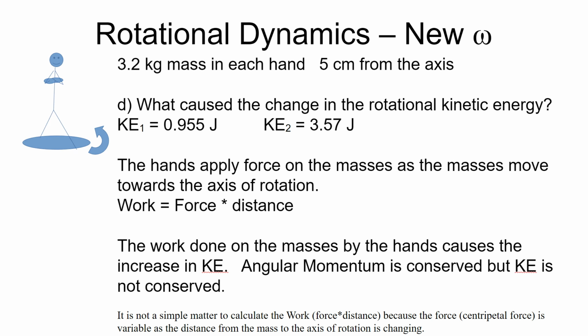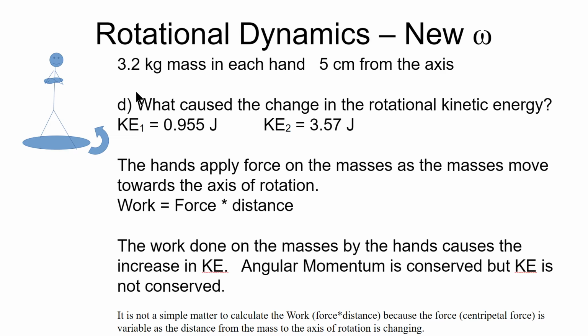You might notice that these are different. The angular momentum is constant. The rotational kinetic energy is not constant. It has changed. Initially, we had 0.955 joules of rotational kinetic energy. Now the system has 3.5 joules of rotational kinetic energy. The kinetic energy has increased. So why did that occur?